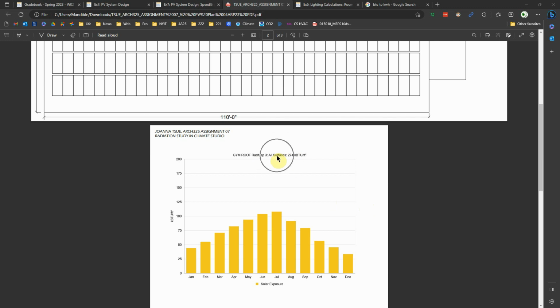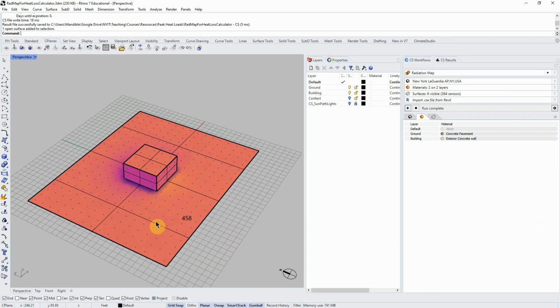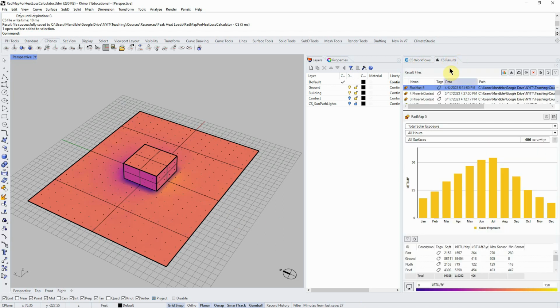You are using all surfaces as your calculation. I have the same. I'm using the LaGuardia climate data, and I have just a simple model here, so it should be similar to what you have. If I go to the results, if I'm just out here somewhere, not hovering over any surface, then I get all surfaces, and I get an average. I'm assuming that's an average for all the different surfaces.